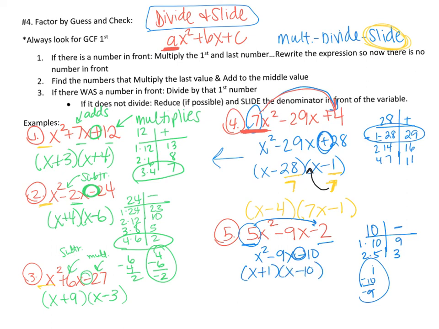Now that's what I would like to answer, but remember, I had this 5 in the beginning. So I need to divide them both by 5. 1 does not divide by 5, so that 5 is going to slide right up there in front of the x. So I'm going to have 5x plus 1. But this time, 10 does divide by 5, so I'd be left with x minus 2.